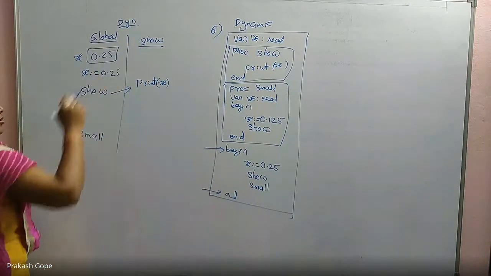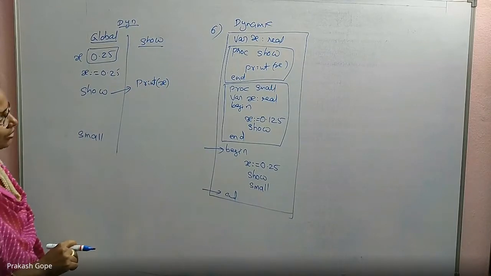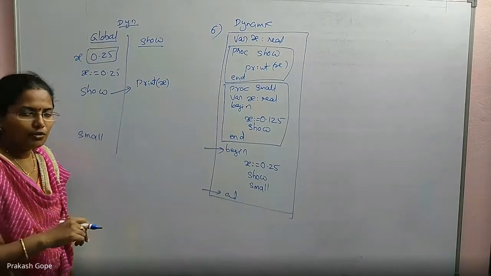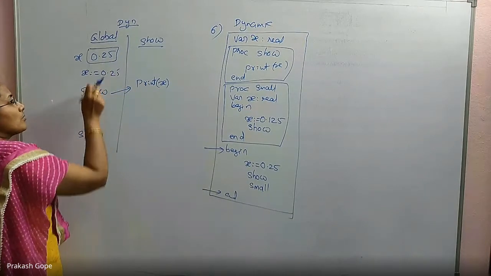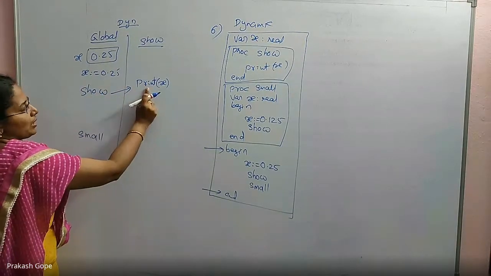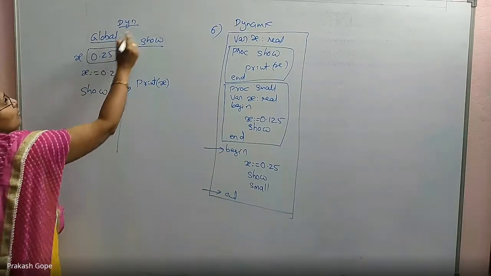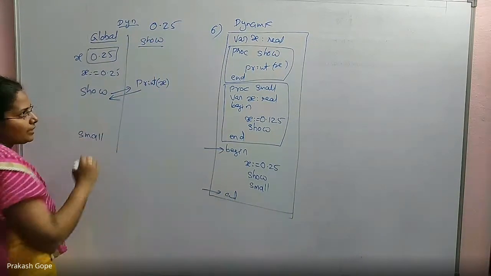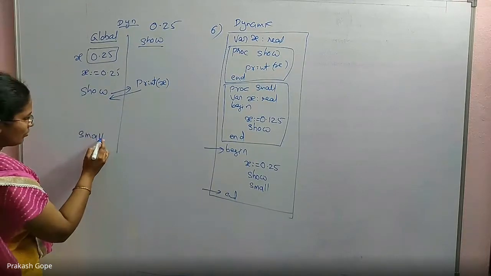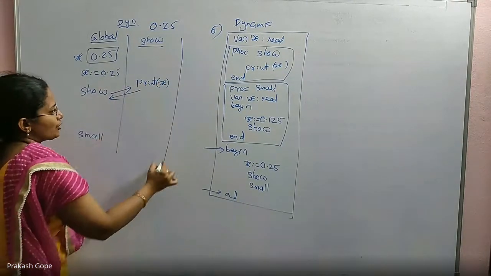x, but I don't have a locally declared x in show. Dynamic scope says calling environment x. So the calling environment is global because the call is coming from global. So global x value is 0.25. Completed, come back and continue. Then there is a call for procedure small.